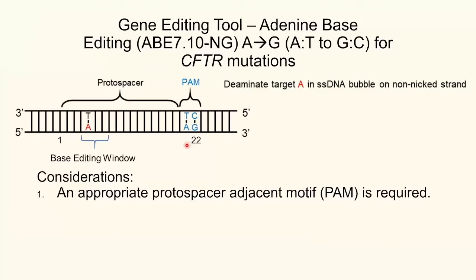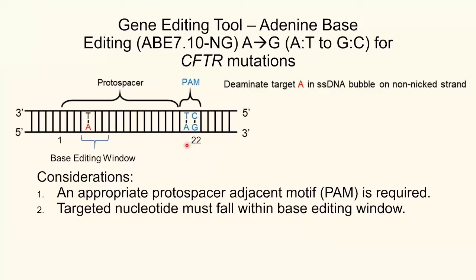The second consideration is whether the targeted adenine falls within the 4 to 7 base editing window, which is located within the protospacer, or the guide RNA. The base editing window falls within that bubble of single-stranded DNA that arises once the guide RNA binds, and it's also the region where the base editor most efficiently works.